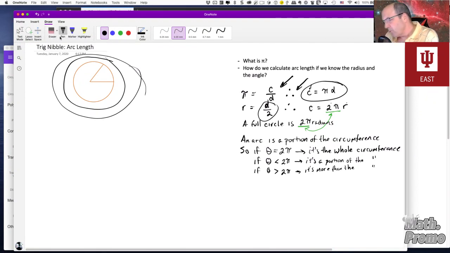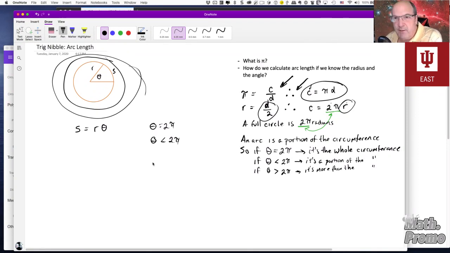If I have an original angle right here, call that theta, and I have my radius, how do I figure out this? We'll call the arc S. Well, to figure out the arc, S equals the radius, and remember we have the radius over here, times theta. And remember, if theta equals 2 pi, then it's the entire circumference. If theta is less than 2 pi, it is a smaller than circumference arc.